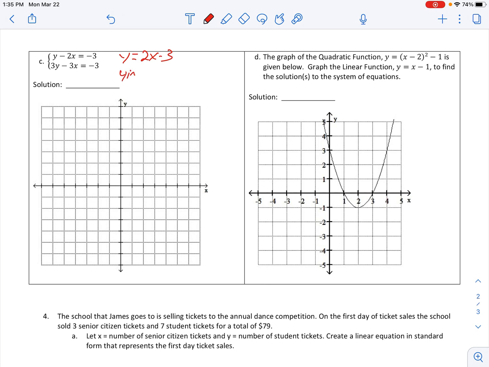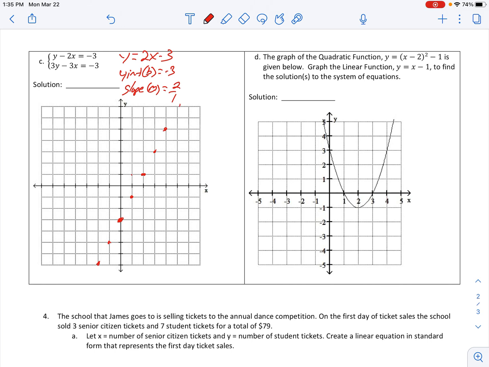The y-intercept is located at -3. And then the slope is at 2/1. So let's go make our line. Rise over run. 1, 2, 1. We could go down 2, back left 1.